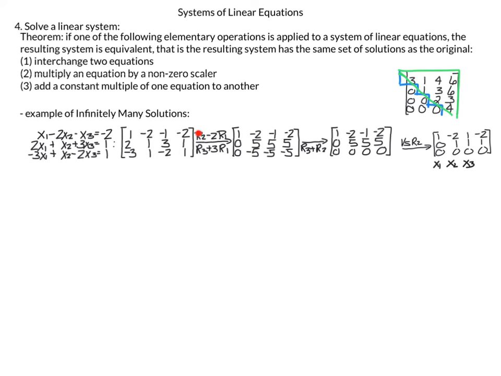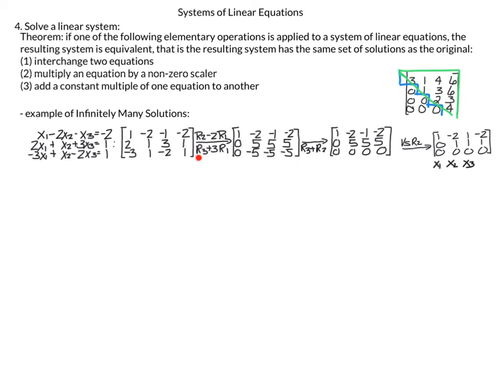The first one is I replaced R2, the second row, with R2 minus 2R1. So I multiply R1 by minus 2. When I add these, I'll get 0. Multiplied by minus 2, that will give me positive 4, plus 1 will give me 5. Multiplied by minus 2, that will give me positive 2, plus 3 will give me 5. And then multiply by minus 2, I'll get 4, plus 1 is 5.